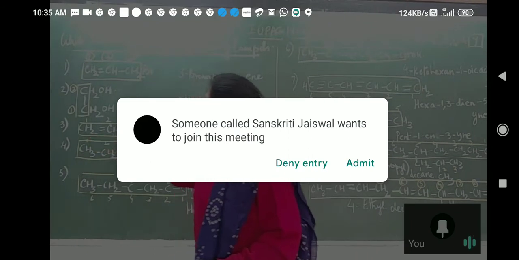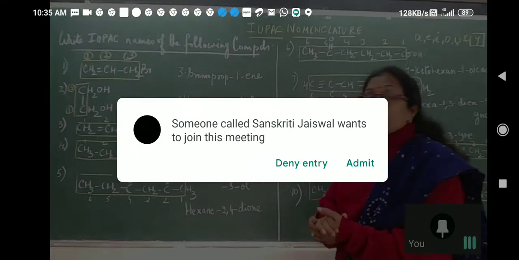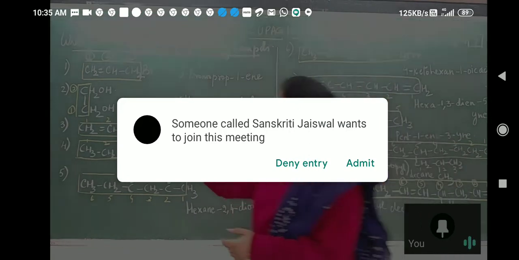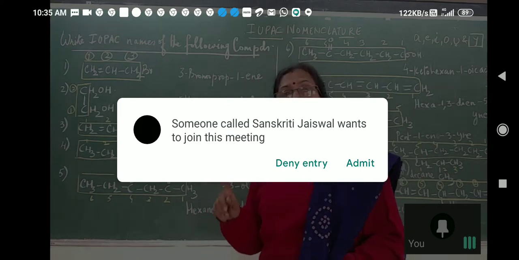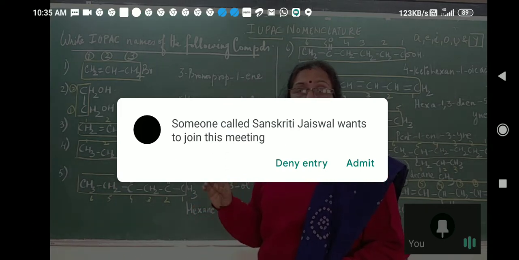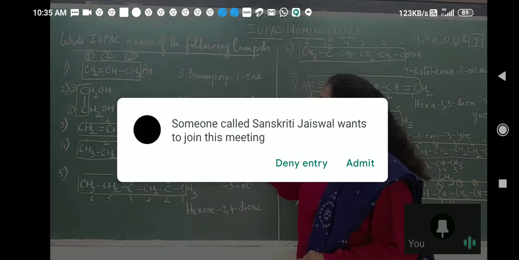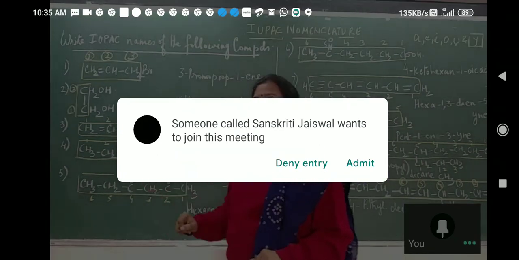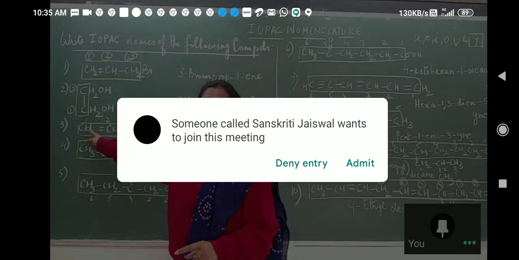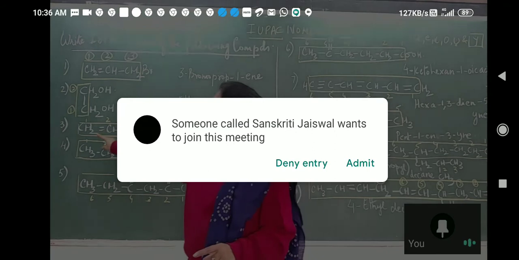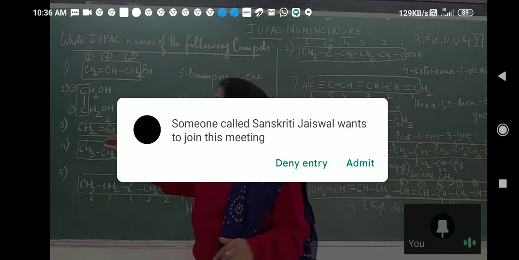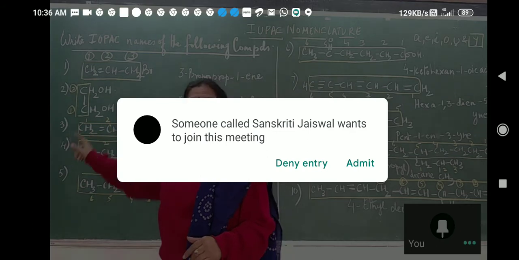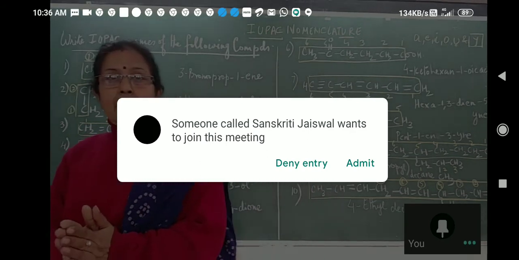Third one, 1, 2, 3, 4. So our root word will be but, but then we have got 2 double bonds, so the ending word will be diene. Where are these 2 double bonds? If I number from this end, the sum will be 1 plus 3, that is equal to 4. And if you number from this end, what will happen? 1, 2, 3.